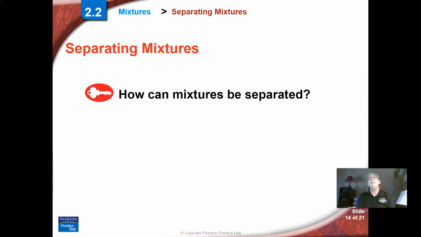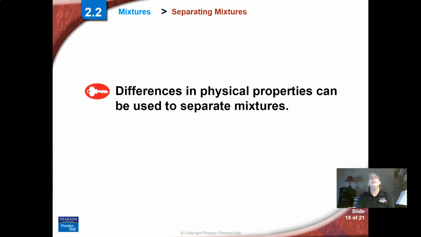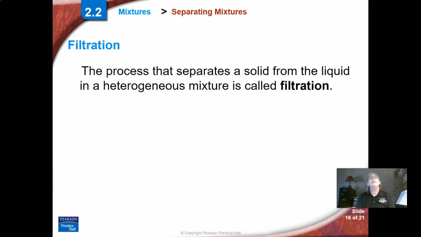So how can we separate these mixtures? We talked about a little bit already. So we're going to use differences in physical properties to separate mixtures, because we saw that metals have different magnetic properties, and we are going to use that physical property to separate them. That's one example. Another thing we can do is use something called filtration. So we'll use that in the laboratory a lot.